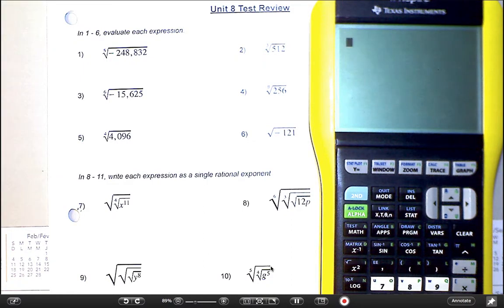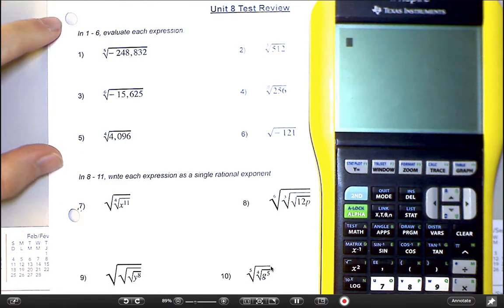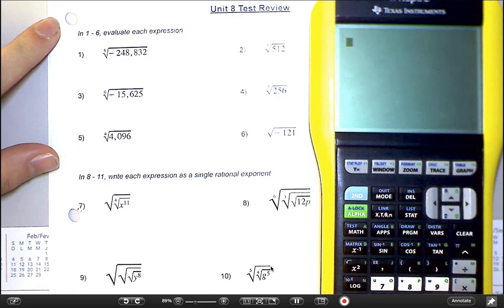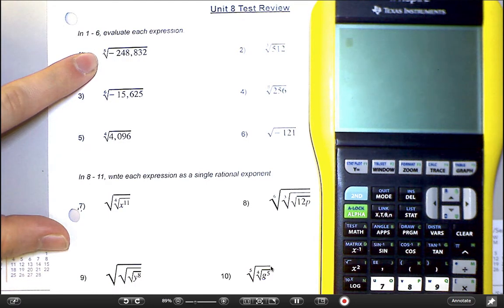Today we're going to be talking through the Unit 8 test review, so I'm going to quickly run through a couple of these examples and I'll give you all of the answers here at the end of this as well. So quickly just running through a couple in this first section here, numbers 1 through 6 ask us to evaluate each expression. So really I just need to know, what does this thing equal?